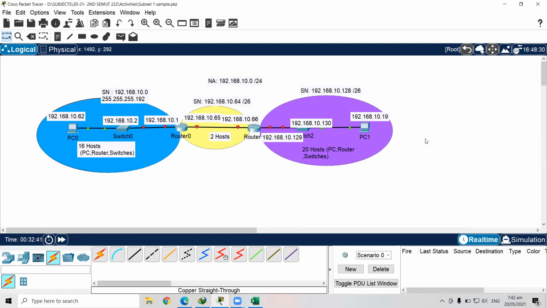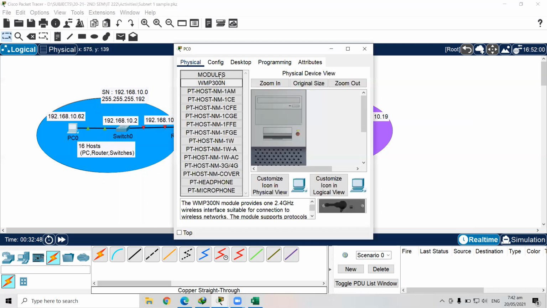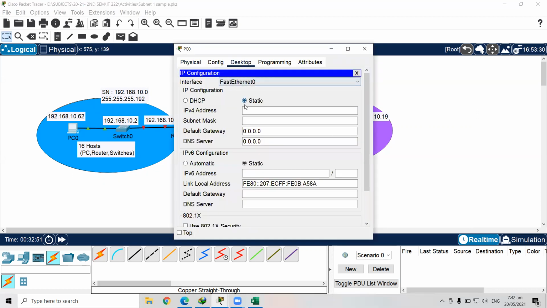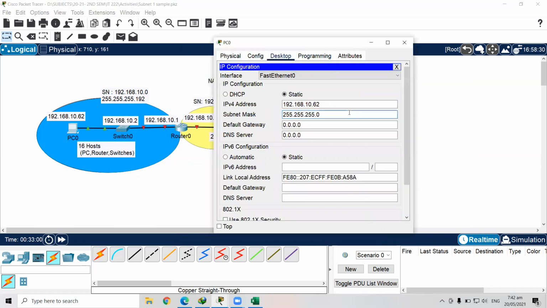Okay. So, ayan na. May IP na tayo. Kukonfigure natin siya. Start tayo dito. Desktop, IP, static, this will be .62. Subnet mask niya will be /192, kasi yun yung subnet mask mo. Gateway, saan siya connected? Dito siya connected na router. So, this will be 192.168.10.1.